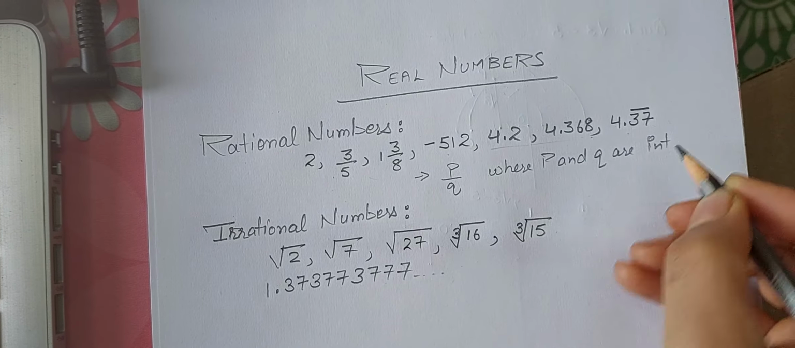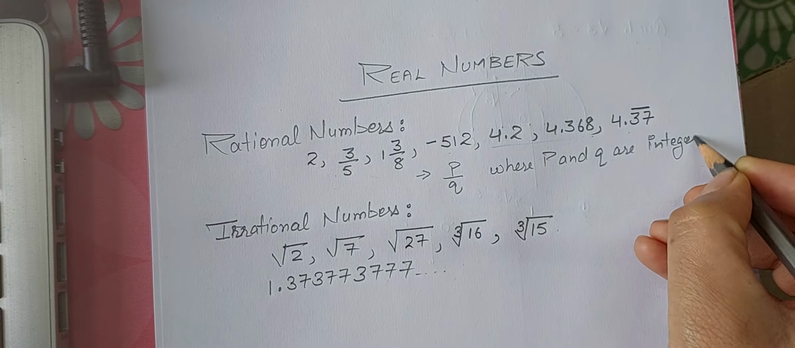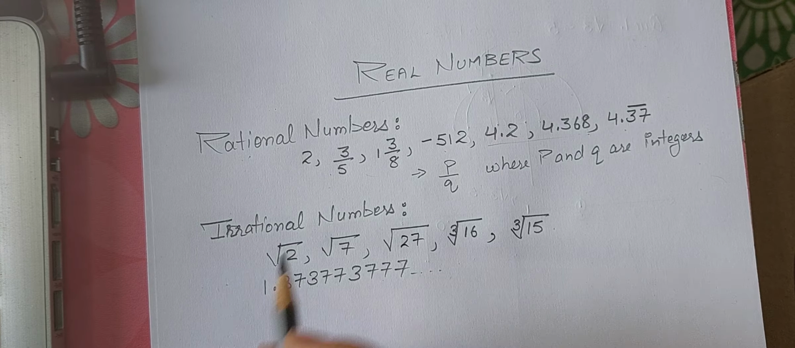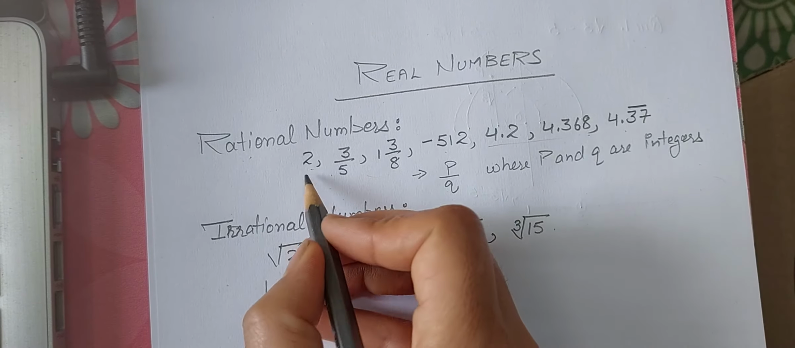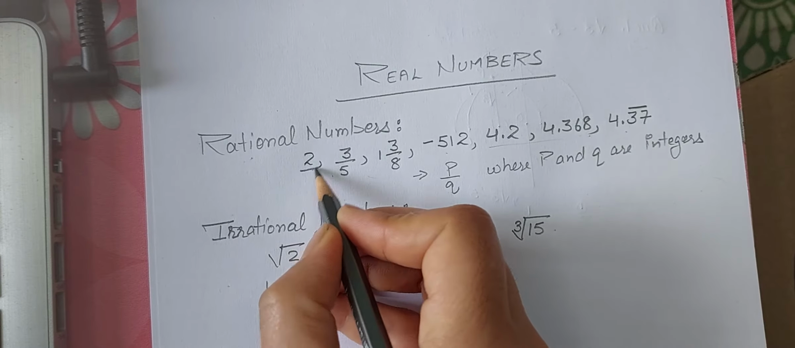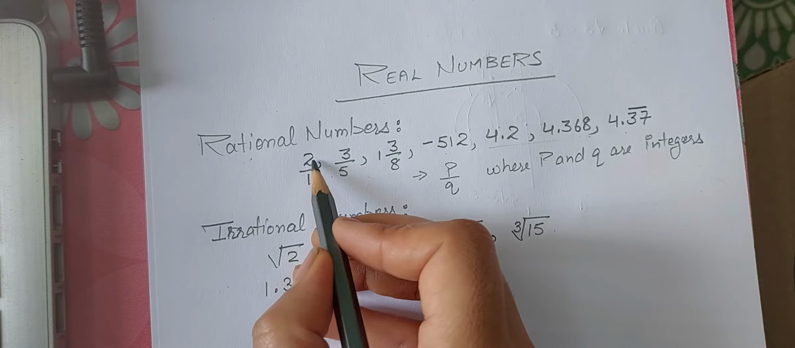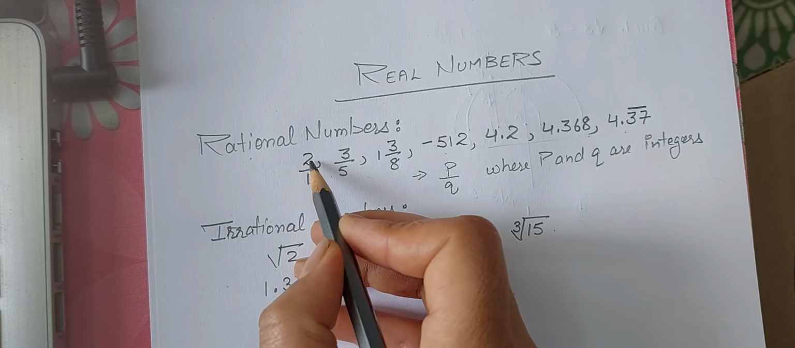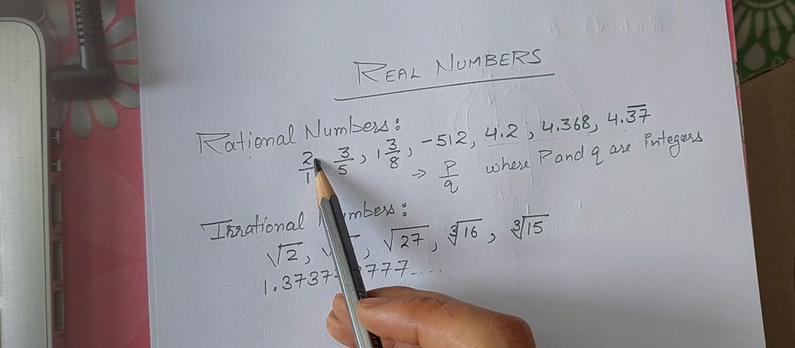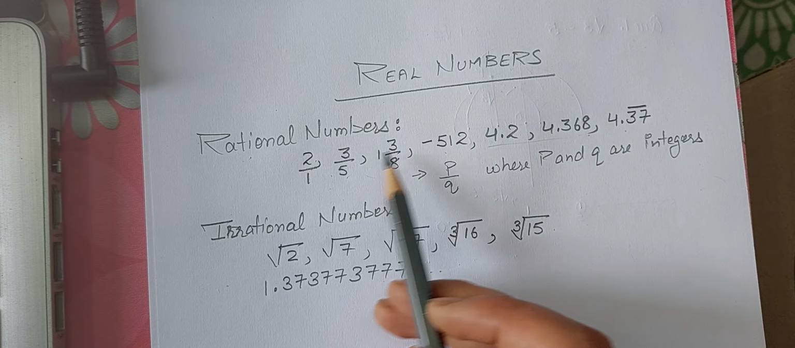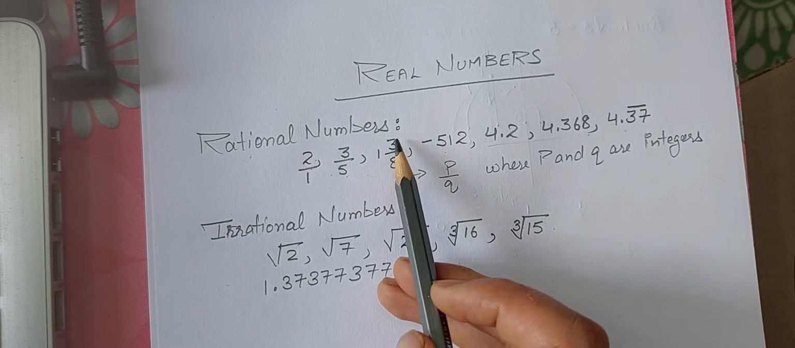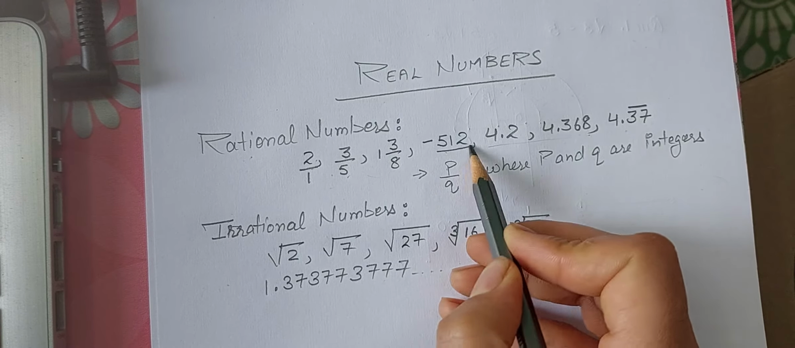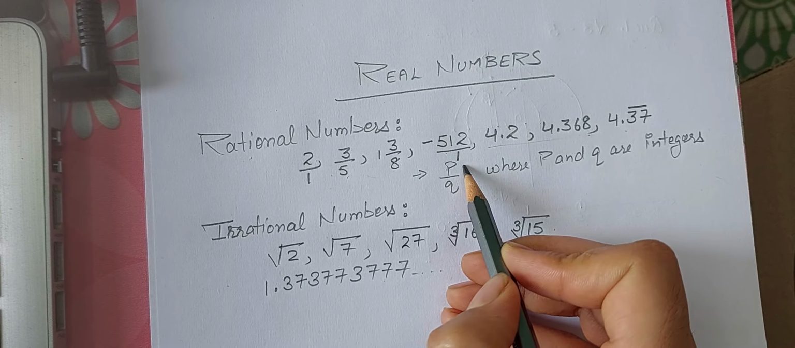Why has this definition been framed? Just to distinguish rational numbers from the irrational numbers. If you see here, all of these numbers can be expressed in P upon Q form. This is here P upon Q form. By writing 1 in the denominator, the identity of this number has not been changed. It is still 2. This is already in P upon Q form. This is also in P upon Q form. Further, you can change it into an improper fraction. This is minus 512 and it still remained minus 512.